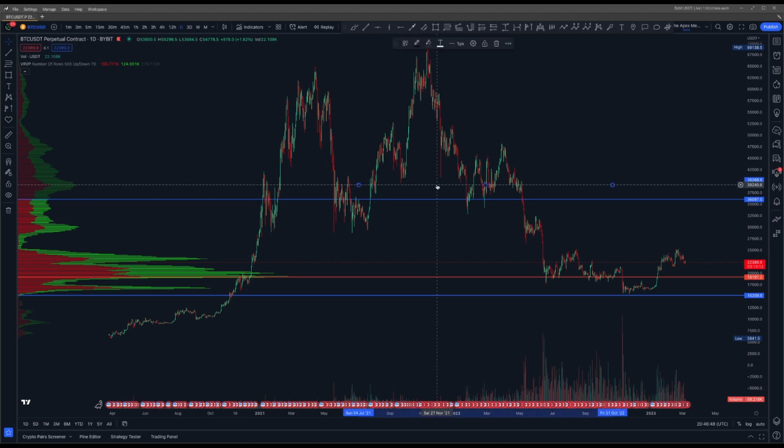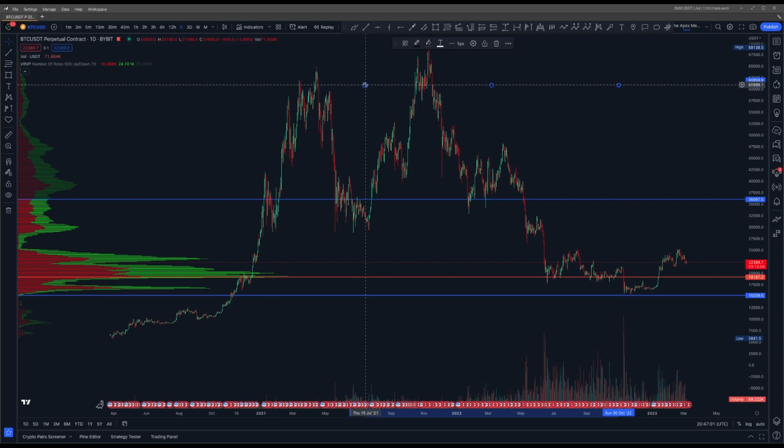So where do we want our first one? We'll start from the top and work our way down. So I'd probably say that's the peak. What I'm looking at is this corner here to see where our price is. Next one down is there.